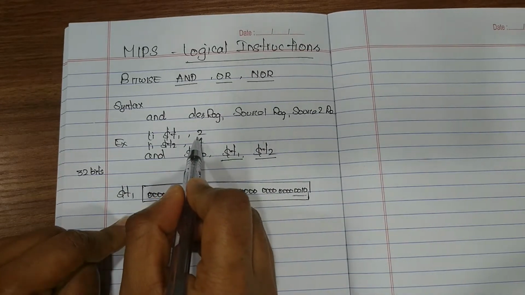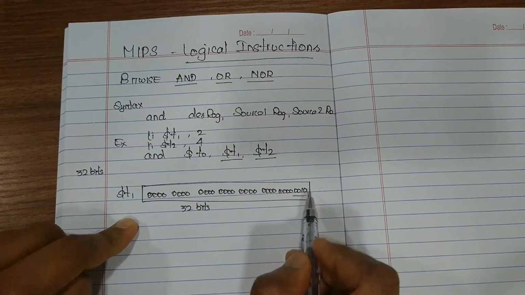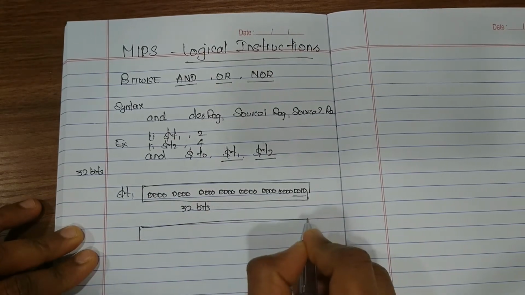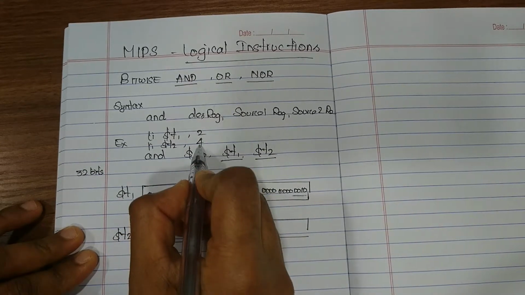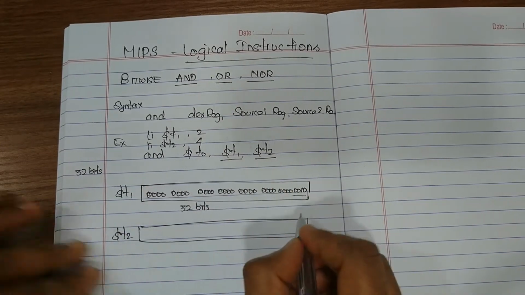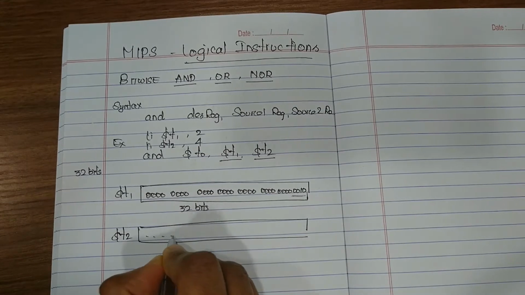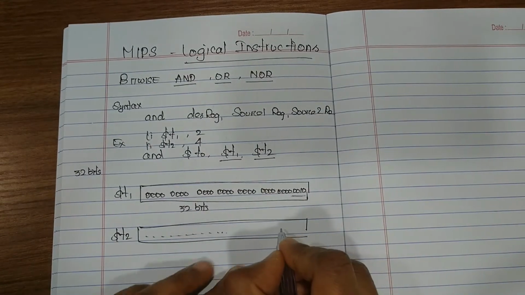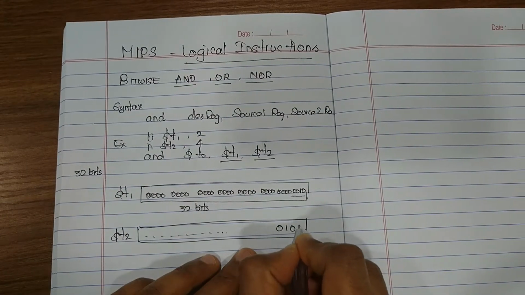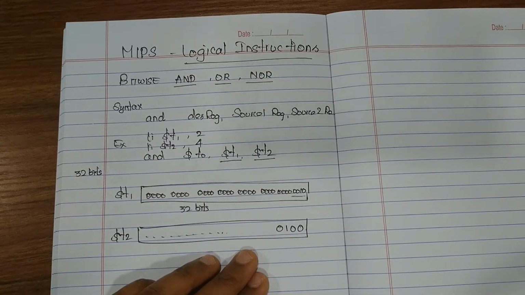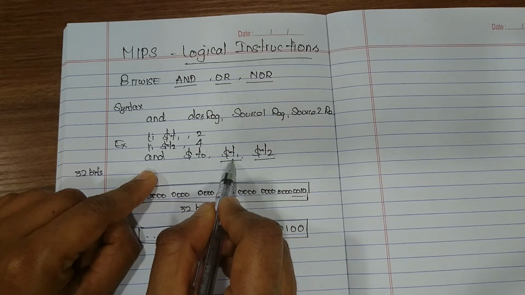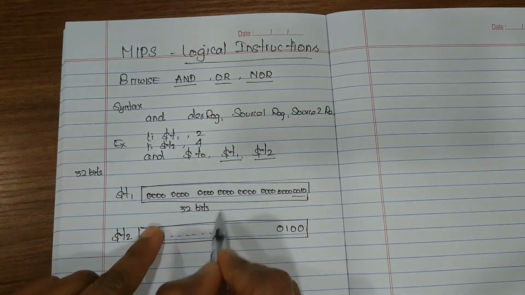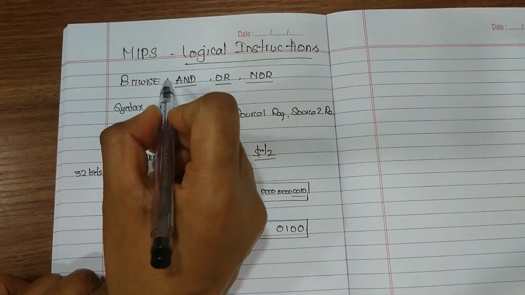Register $t1, the value is 2. 2 is 10. Same, we have the register $t2. Just now we assigned a value 4 to register $t2. So 4 in this case, you will have 32 bits, and 4 is 0100. So this is the content 4. Now AND register $t0, register $t1, register $t2. So we will be doing the bitwise AND.